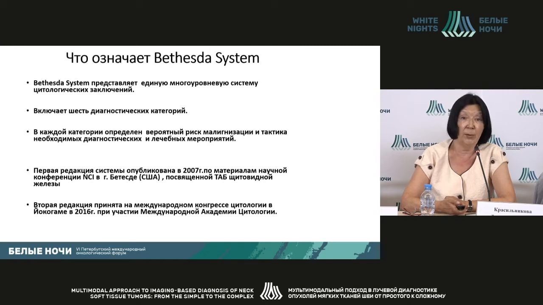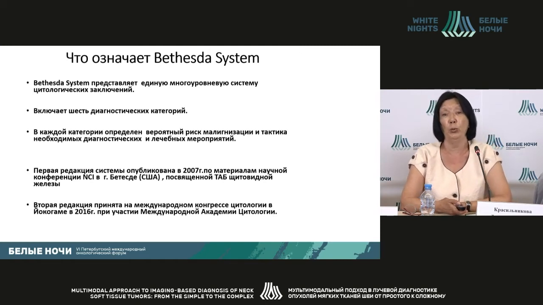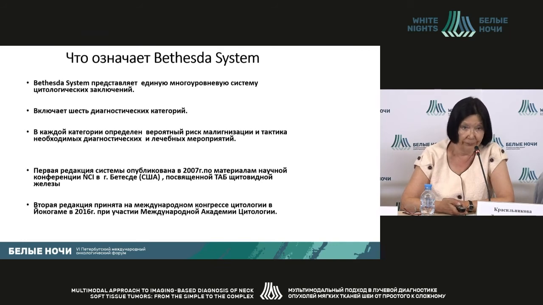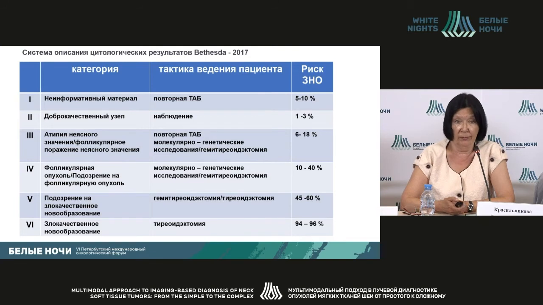What is that? Cytology system of Bethesda. It's a multi-level system of cytology conclusions. Cytology tests are subdivided into six categories. Each category is described by the cytologist. It has a certain risk of malignization, and in each is determined the mode of diagnosis and treatment measures. That's the Bethesda classification system, latest of the year 17.